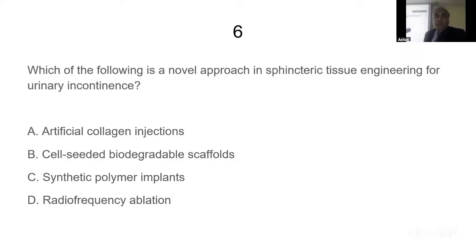We could not do the human studies because of the drug rules, our DCGI regulation, which didn't permit us. Anyway, so cell-seeded biodegradable scaffolds have also been used for urinary incontinence.